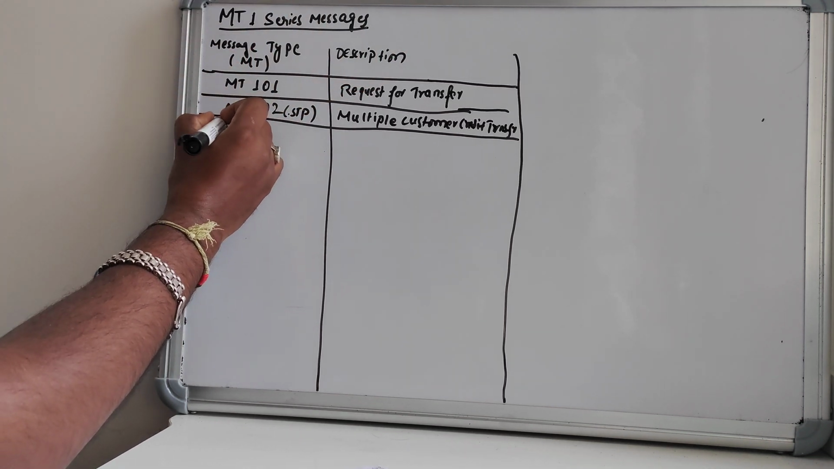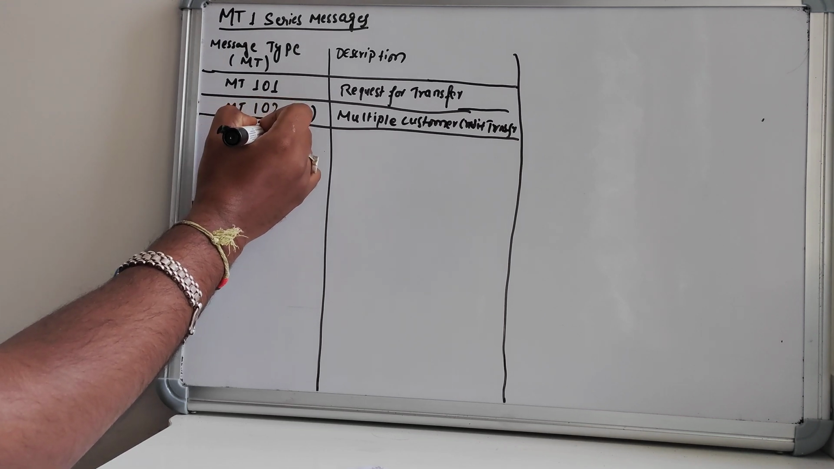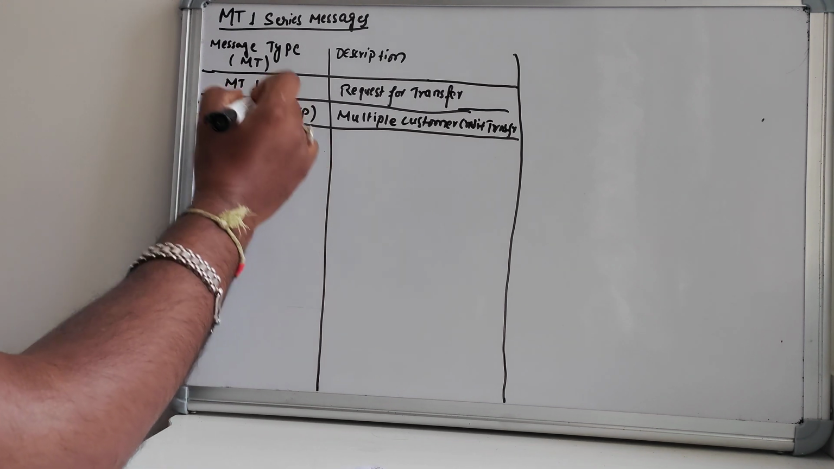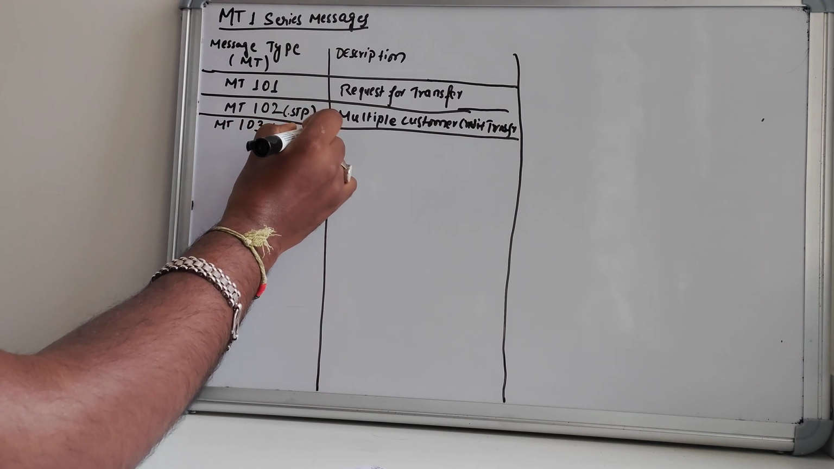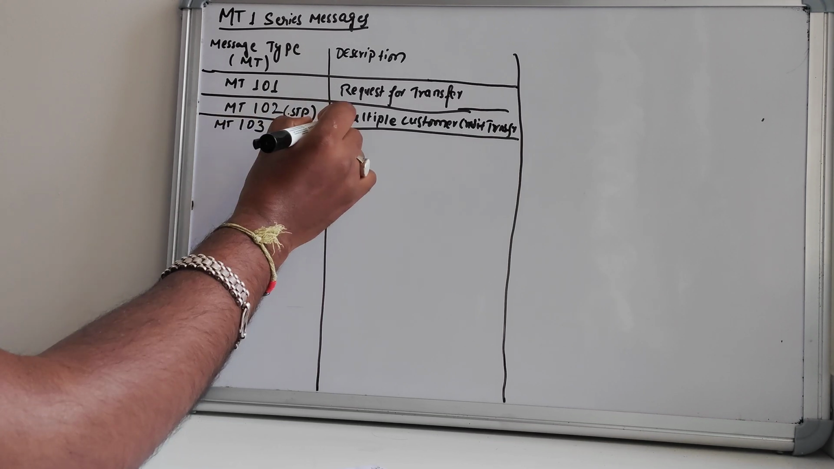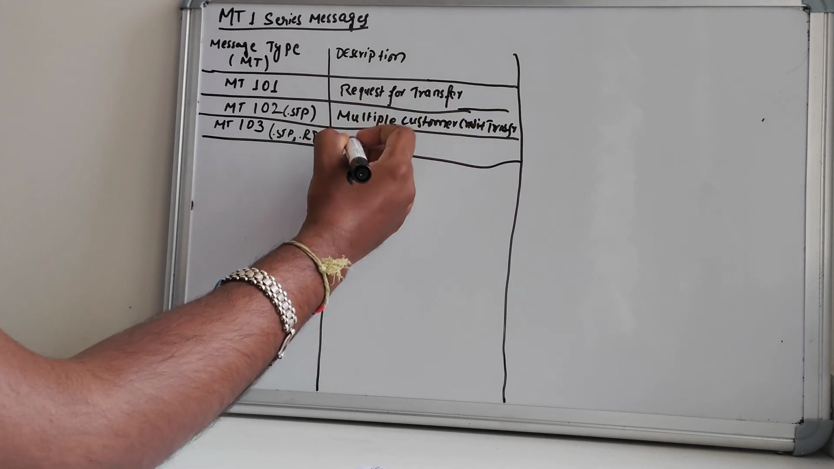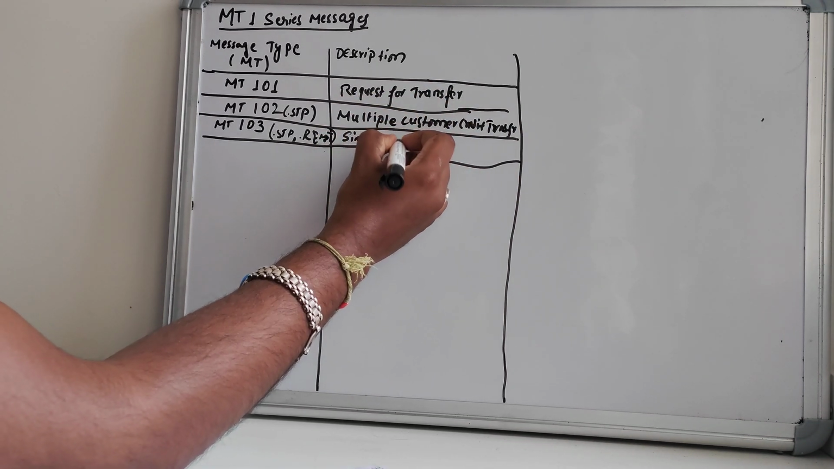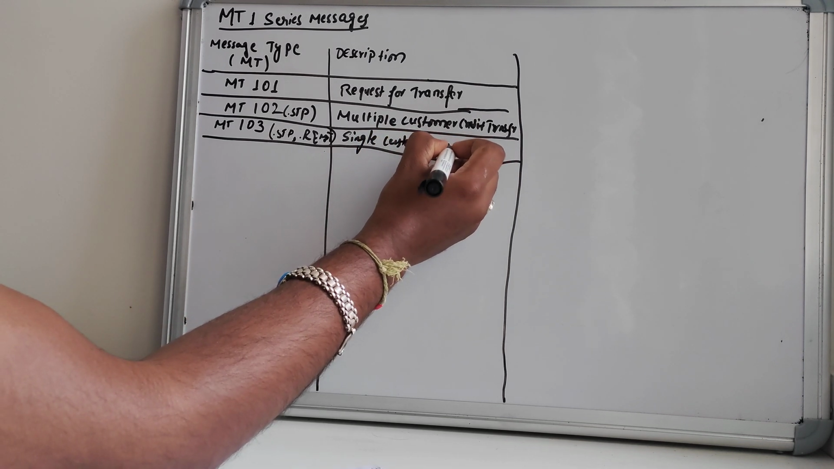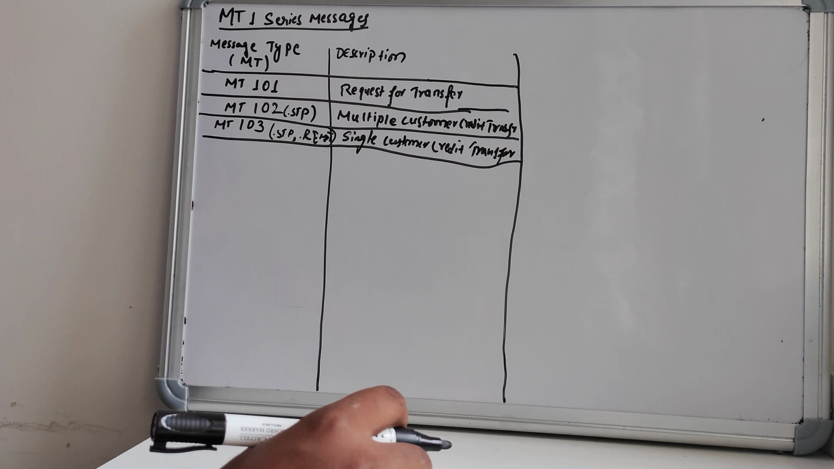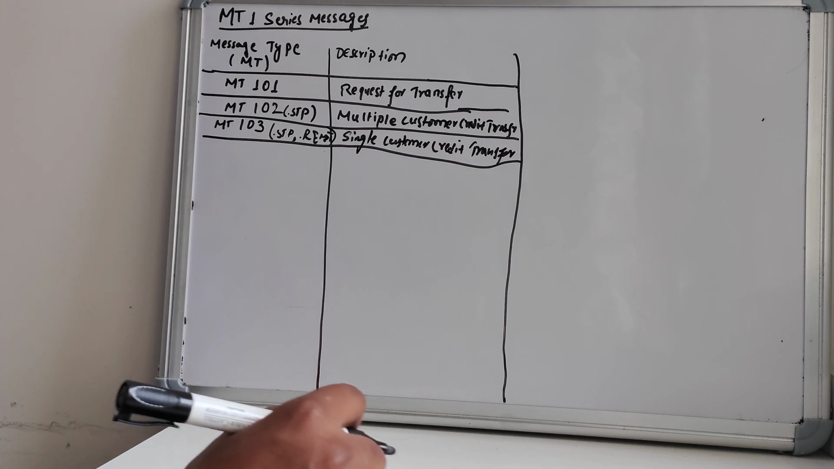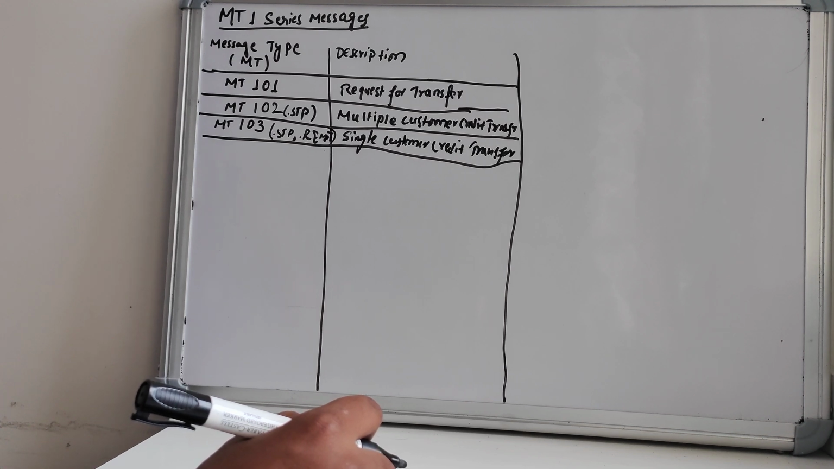So the next one is MT103, right? MT103 again has STP and remit. This is a single customer credit transfer message, and it has types STP and dot remit. The difference between the STP and the remit, again, I have already mentioned in a different video, or I'll explain when I give you the difference between the STP and the remit of MT103 in some other videos.